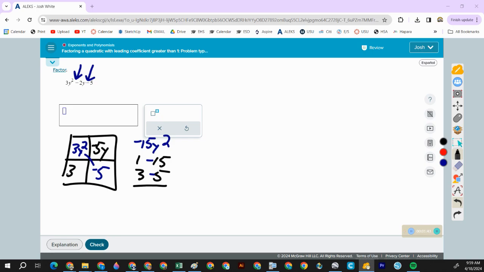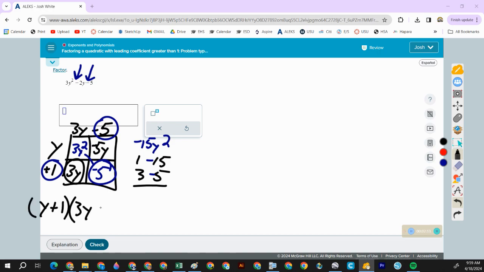-5y and 3y. What does the top row have in common? A y. If I pull out a y, then I get 3y minus 5. And then I pull a 3y out of here, and I just get a 1. So I double check: does this times this equal that? Yes. So my factors are y plus 1 and 3y minus 5.